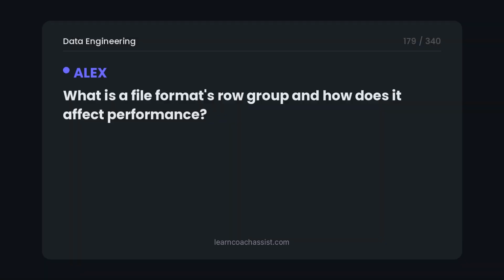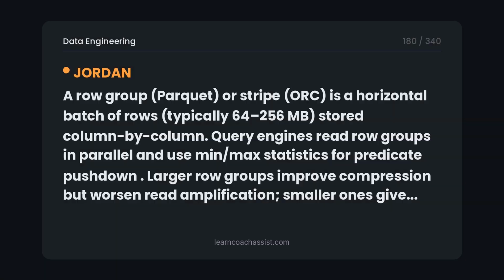What is a file format's row group and how does it affect performance? A row group, Parquet, or stripe, ORC, is a horizontal batch of rows, typically 64 to 256 megabytes, stored column by column. Query engines read row groups in parallel and use min/max statistics for predicate pushdown. Larger row groups improve compression but worsen read amplification. Smaller ones give finer-grained skipping but increase metadata overhead.